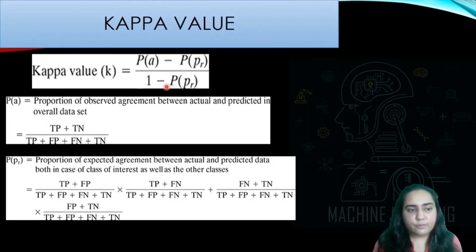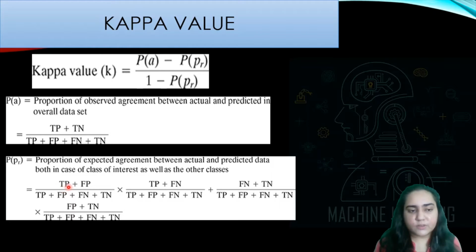Then we also have P of PR. PR is the proportion of expected agreement between actual and predicted data, both in case of class of interest as well as the other classes. So in our case, there are only two classes. The class of interest is winning, and the other class is losing, which we are not interested in. Now, finding P of PR means you're finding the proportion of this type of accuracy for both classes. Okay, so basically this is the formula for what you're doing.